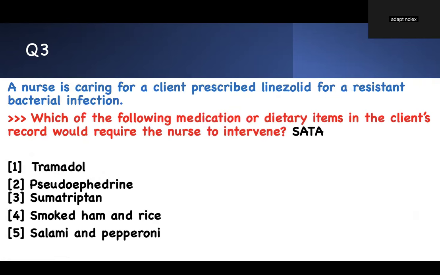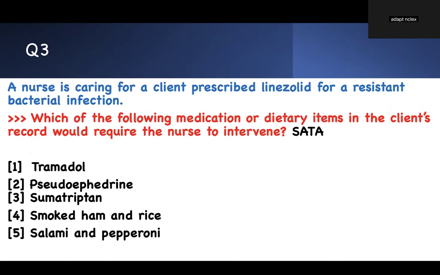Critical thinking question, pharmacology using NCLEX questions and answers, and you're practicing using your knowledge and test-taking strategy. Which of the following medications or dietary items in the client's record will require the nurse to intervene? Same thing. I designed this one to teach you that you can use critical thinking, a case study idea, and what you know, the concept, to answer this question. A nurse cares for a client prescribed what? Linezolid for what? Resistant bacteria. Stop the video. This is the way I approach it.